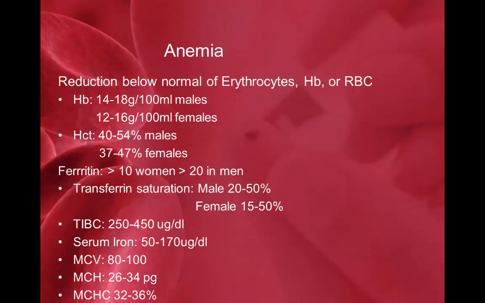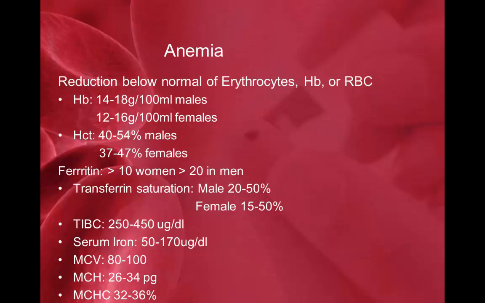So let's talk first about laboratory values. You need to be very familiar with the laboratory values in order to distinguish the different types of anemia. Hemoglobin in males is 14 to 18 grams per deciliter. For females, because of menstruation, it is 12 to 16 grams per deciliter. The hematocrit also varies by gender. It's 40 to 54% in males and 37 to 47% in females.